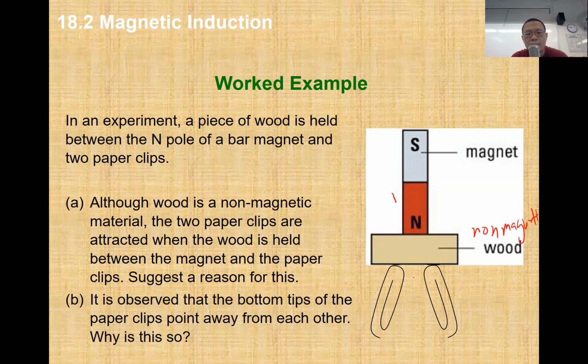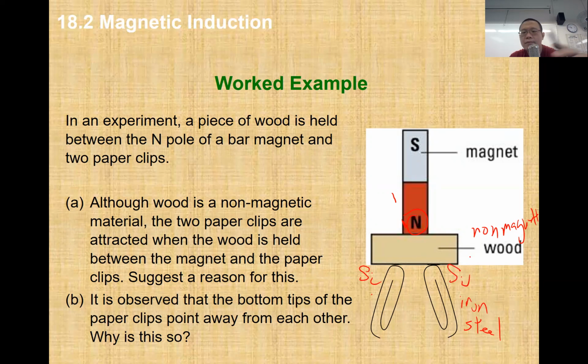So same as before, because of this magnet, and this is a magnetic material, it could be an iron paper clip, or it could be a steel paper clip, so they are magnetic materials. What happens now is that I have a north pole here, I will induce a south pole on this end. I will induce a south pole on this end. Why?